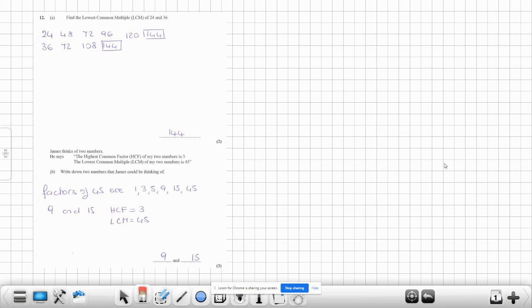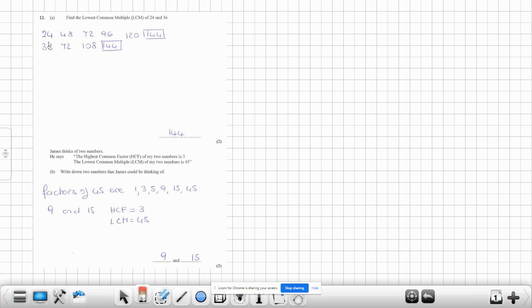This is a short video to look at two problems around finding the highest common factor and lowest common multiple. For these two questions, solutions were given that may not have given real clarity, but also there is an error there and they may not be the quickest way to do it. So let's explore. This 12a says find the lowest common multiple of 24 and 36.